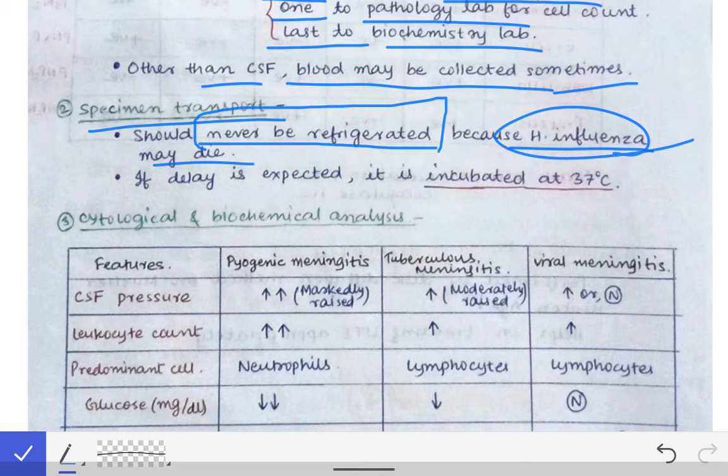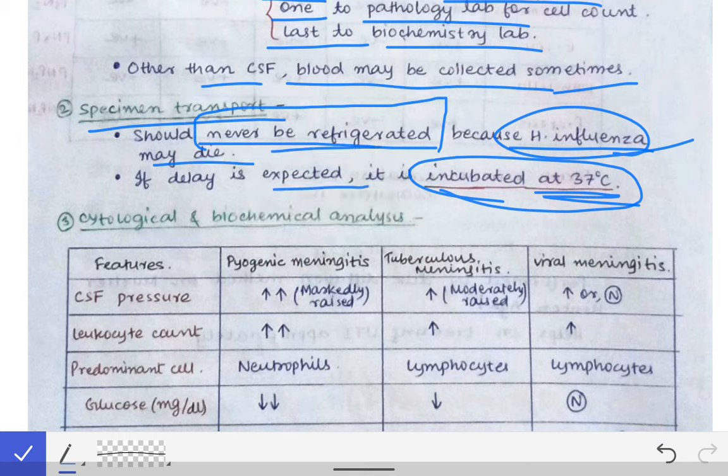Now if a delay is expected, because the lab is closed or the lab is situated far away, then we can incubate it, but never refrigerate it. We never refrigerate it, but we can incubate it at 37 degree centigrade. So these 2 points should be kept in mind. It should never be refrigerated. And the point number 2 is that we can incubate it at 37 degree centigrade.